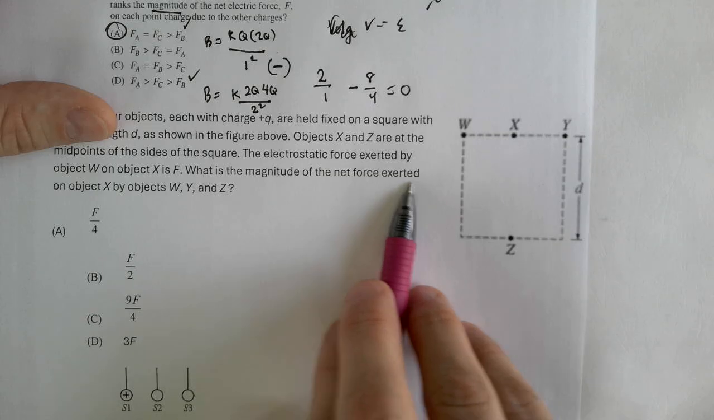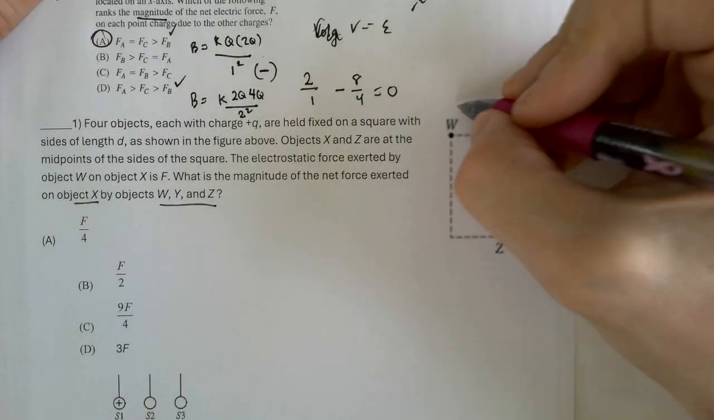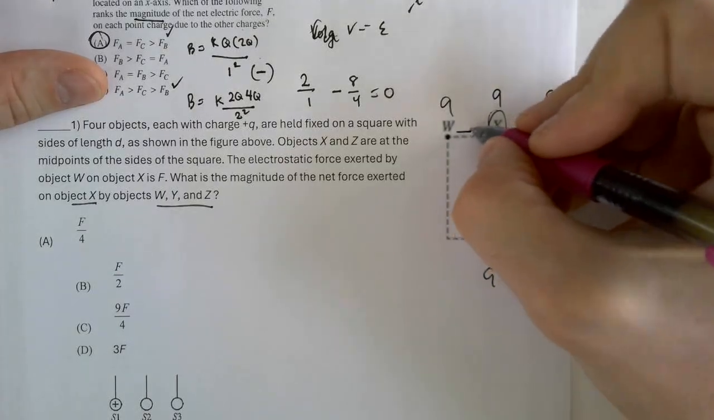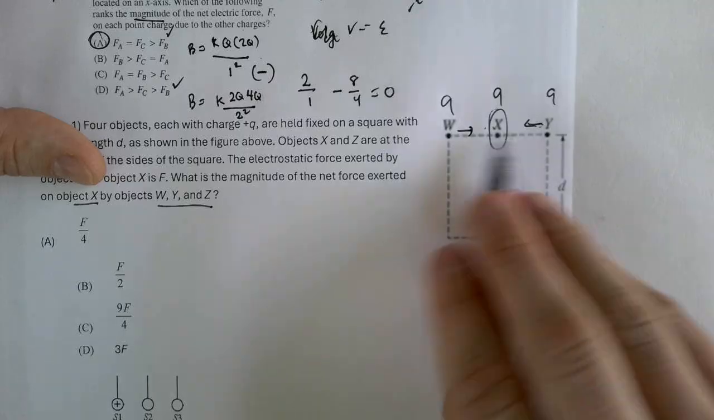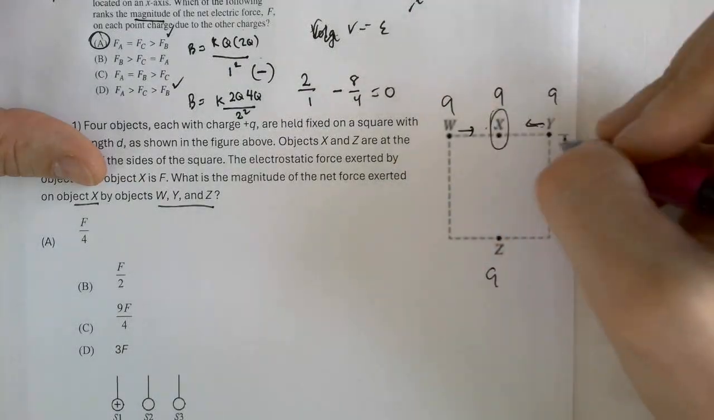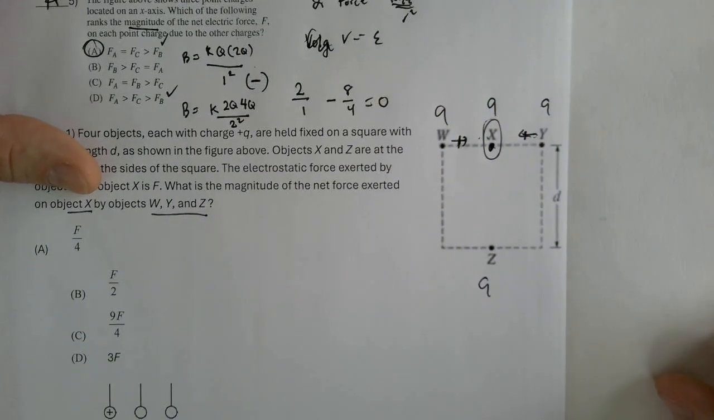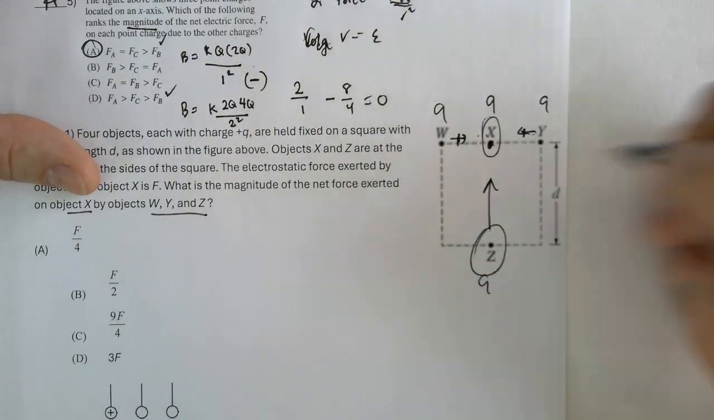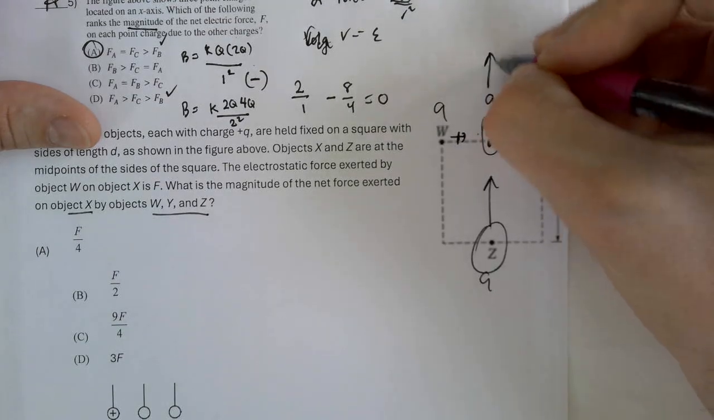It says, what is the magnitude of the net exerted force on object x by w, y, and z? Object x is right here, and everything has a charge of q. So that means that it is going to be repelled from W and repelled from Y. If it's repelled from W and from Y and they're the same distance away, that means that those two repellings are going to be equal to each other and X is not going to go left or right. So we really only have to figure out what is it going to do from Z. Well, Z also is going to be repelling it, pushing it upward, and if that is the only force we have, it will go up.